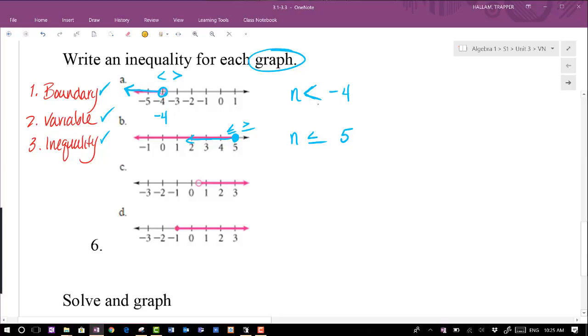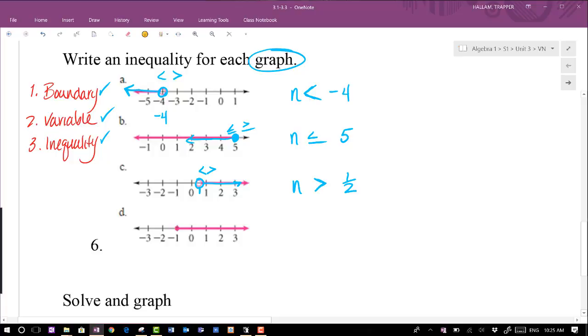Our next example, C: identify your boundary, which looks to be about 1/2. We're going to identify that, and n again will be our variable. This time our solutions are leading to the right and our circle is open, so we know that this is a less than or greater than sign, and the solutions this time are to the right, so they're greater than this value. I'm going to make this a greater than sign.